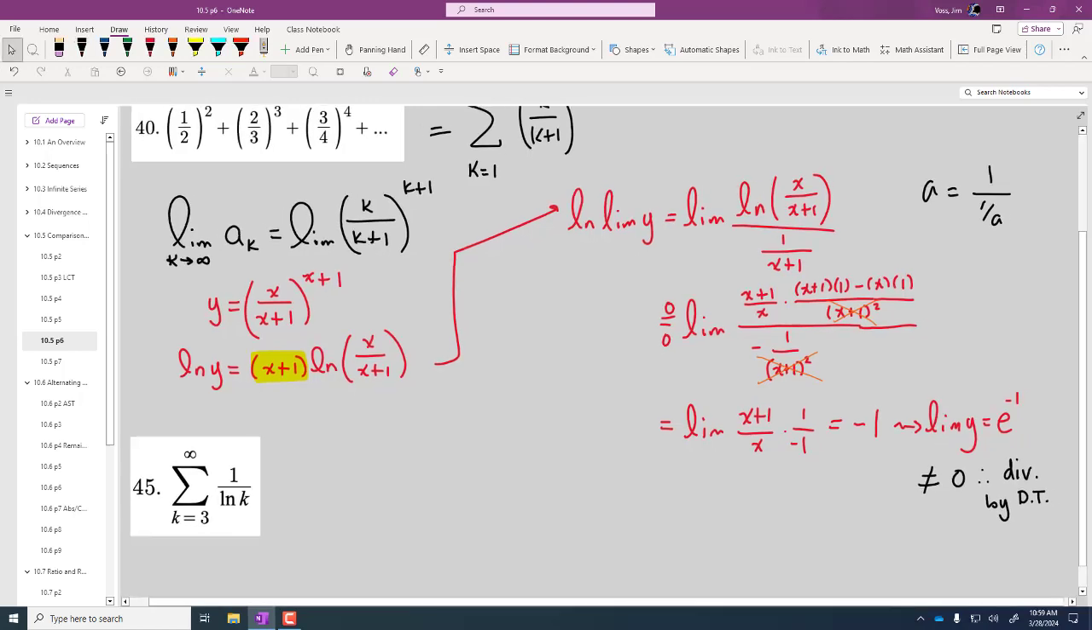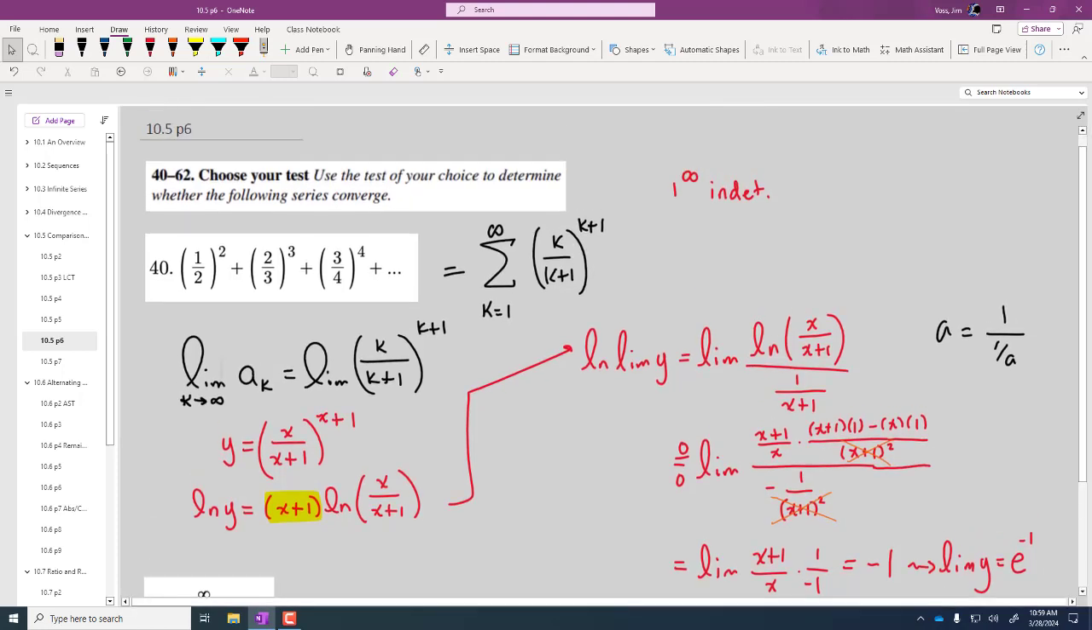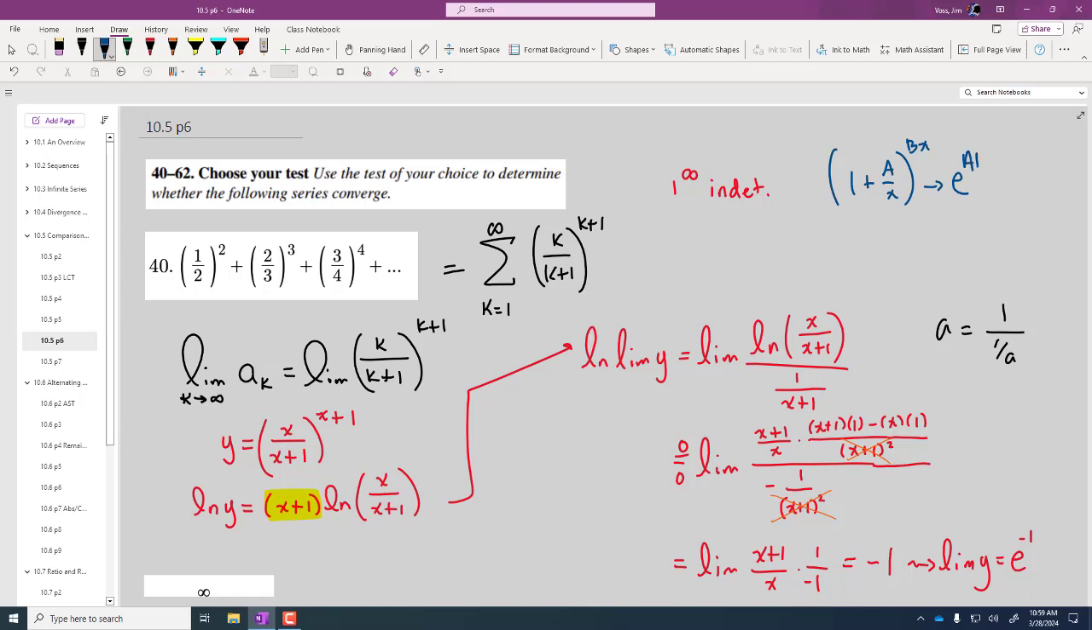Now, one good algebra exercise: if the limit of this thing right here is e to the negative 1, there is an algebraic way to manipulate this so that you could use our basic fact. Remember, our basic fact for these e things is that 1 plus a over x to the bx, what does that go to as x goes to infinity? E to the AB. So that would be a good algebraic exercise to see if you can manipulate that so that you could just use that. A little bit of algebra.